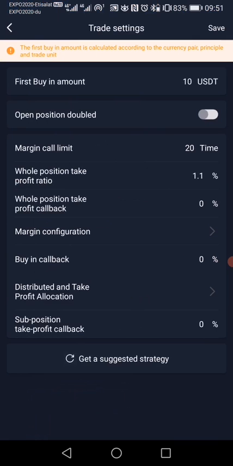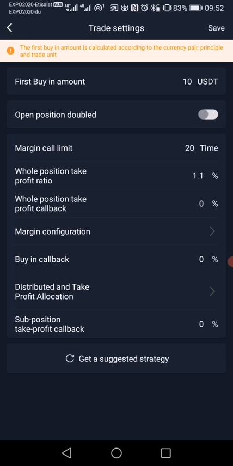So for the trade setting that I'm showing you, the whole position take profit ratio that I set here to be 1.1 is only applicable to the first 4 margin calls. Then the whole position take profit callback is also only applicable to the first 4 margin calls. The buy-in callback is only applicable to the first 4, in the regard that once the entire trade closes, it makes one cycle. So if you want to go another cycle, if you put your trade on cycle instead of one shot, then this buyback position will not apply.